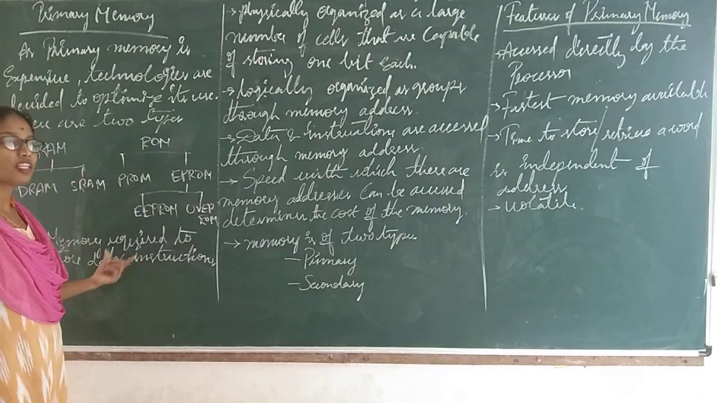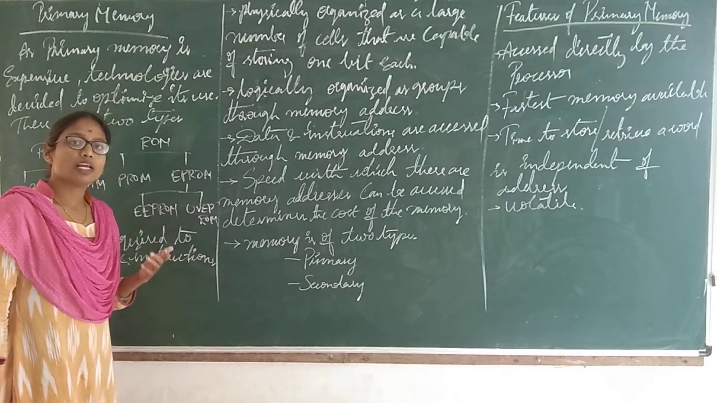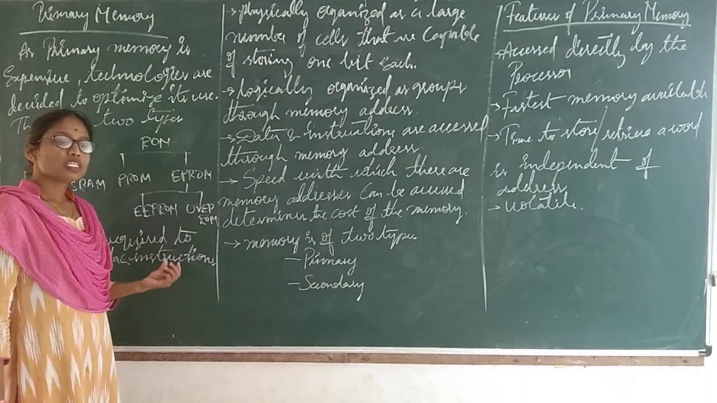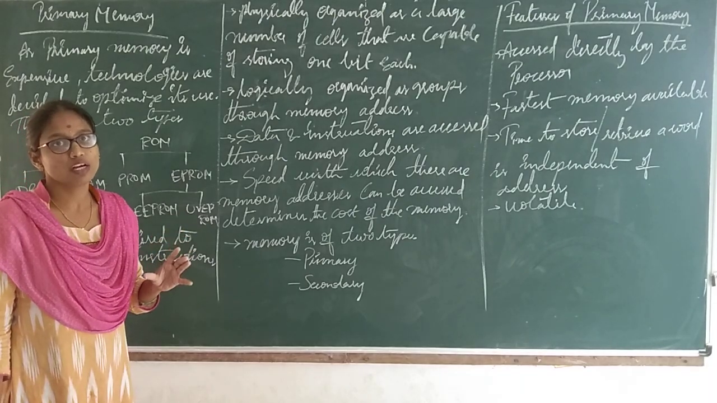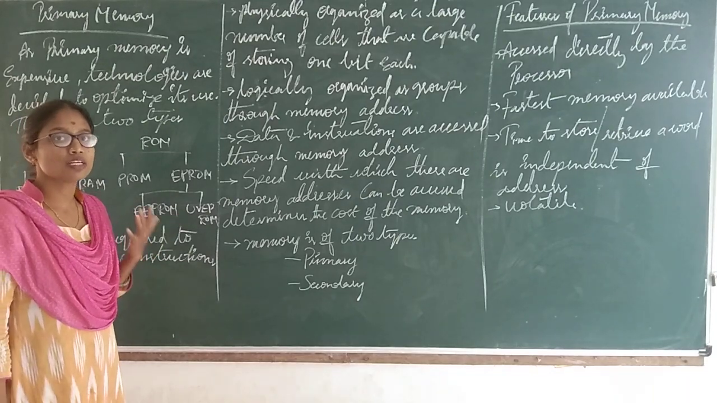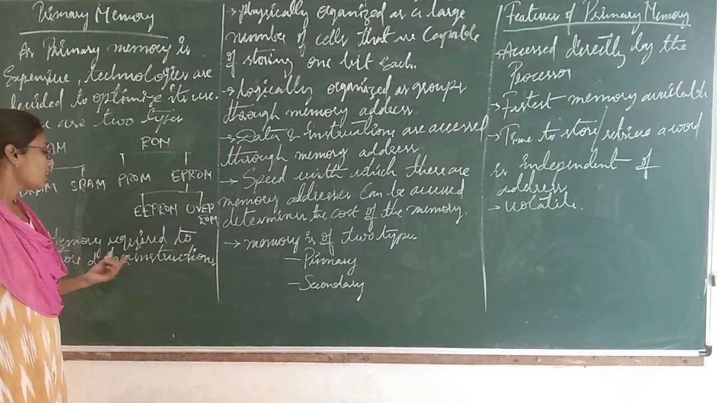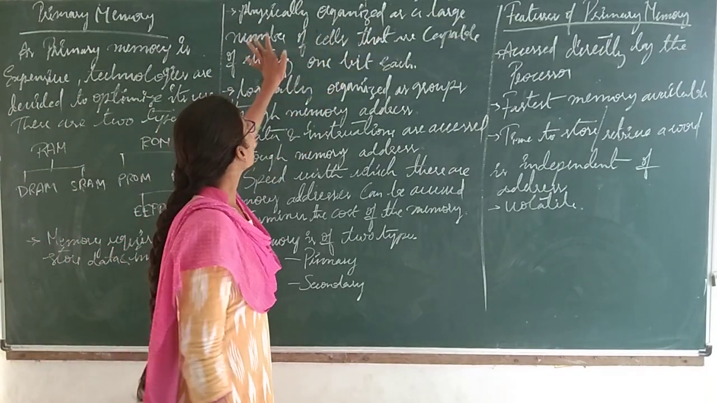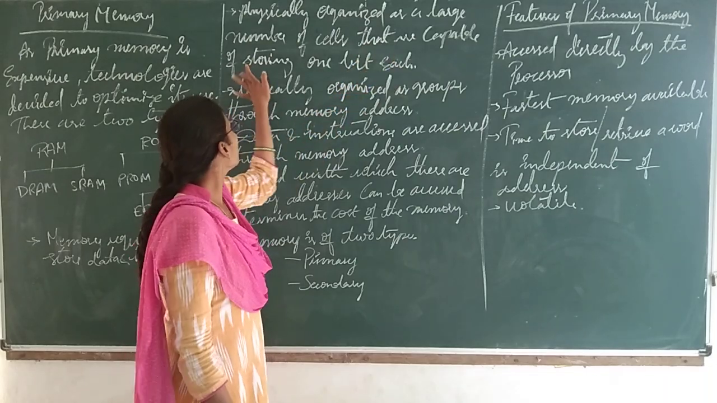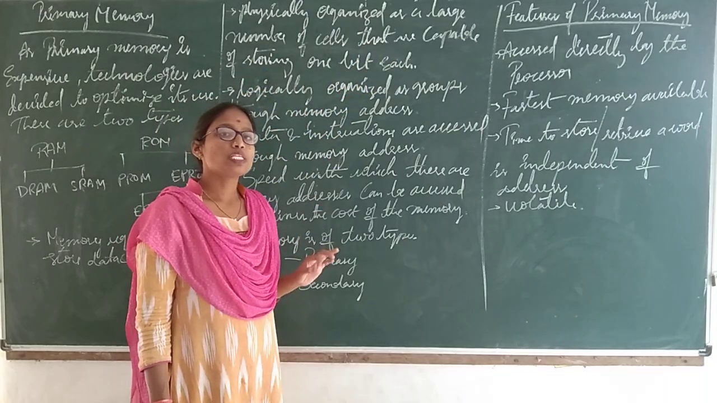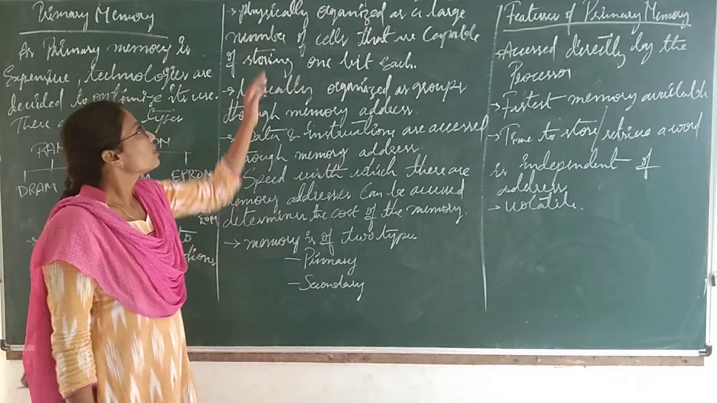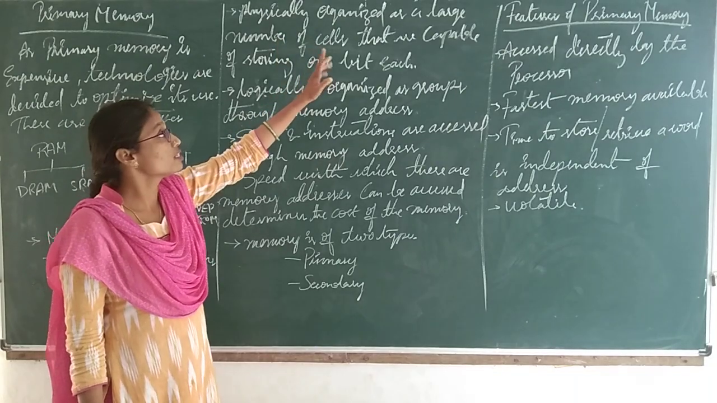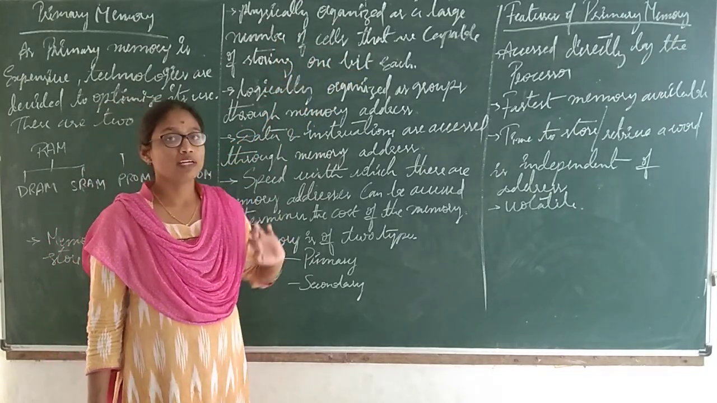Data is nothing but raw facts which do not have a perfect meaning, like an image, text, any number, or audio. An instruction tells where the data is stored, in which drive and in which location. Physically, memory is organized as a large number of cells, each capable of storing 1 bit.